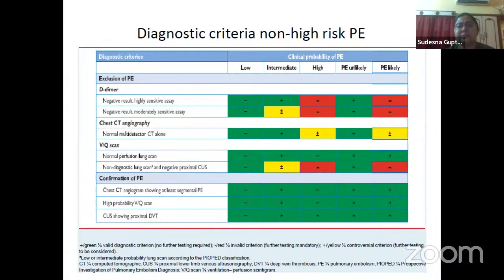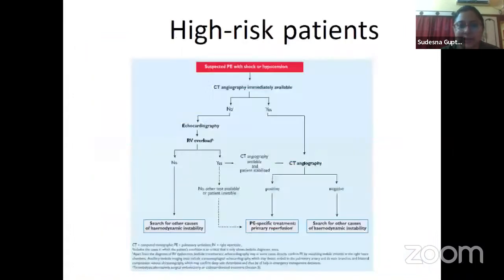If I look at the 2014 European guidelines, these are the diagnostic criteria, and based on such criteria I can actually categorize my pulmonary embolism suspicion into low, intermediate, high, unlikely, and likely, and decide on how to move ahead with the emergency management.